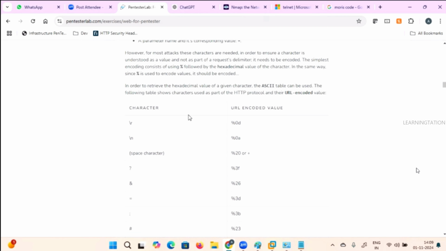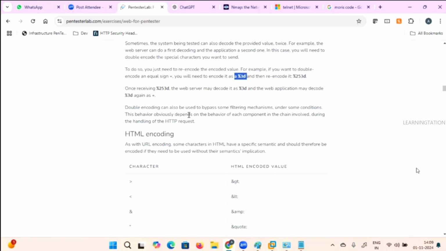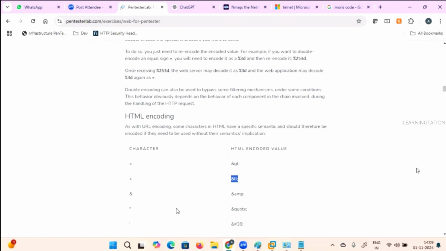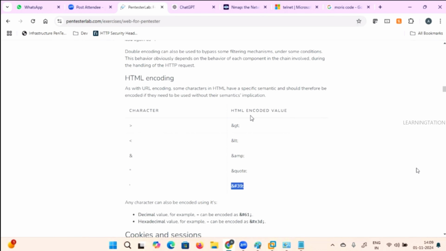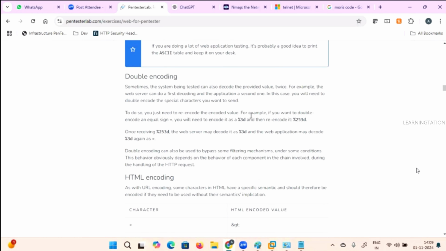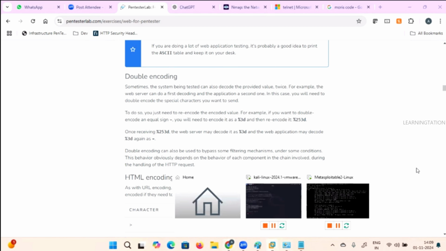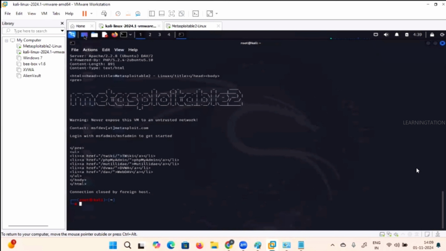Similarly, if there is HTML encoding, a greater than sign will be converted into &gt;, a less than sign into &lt;, a percent sign and ampersand into &amp;, a double quote into &quot;, and a single quote into this. So this comes under HTML encoding. Similarly, there is ASCII encoding and many more, and Base64 encoding.